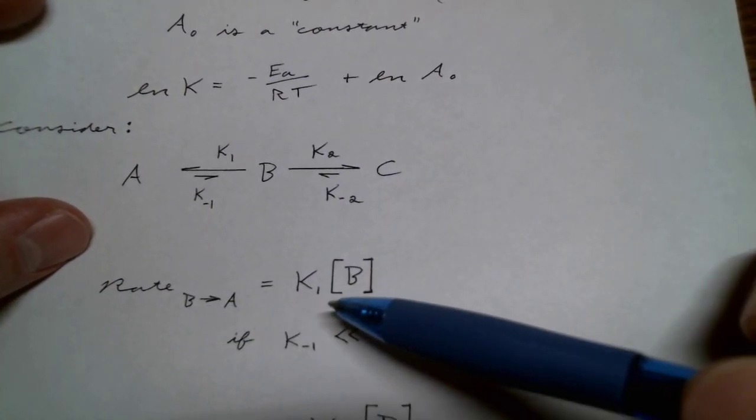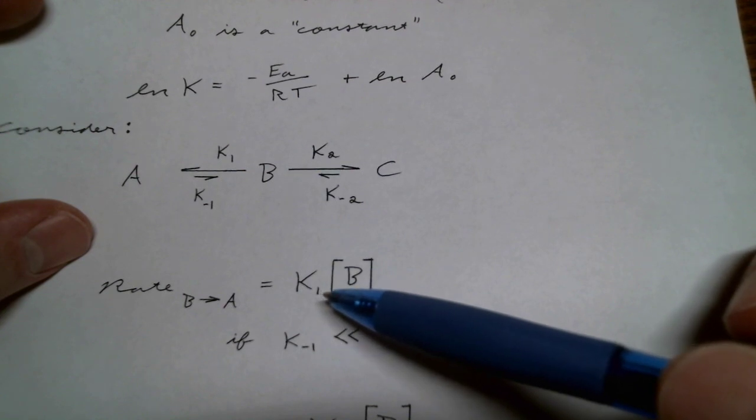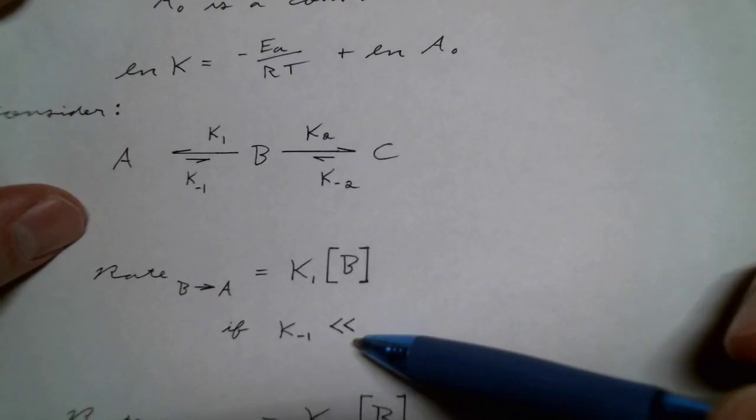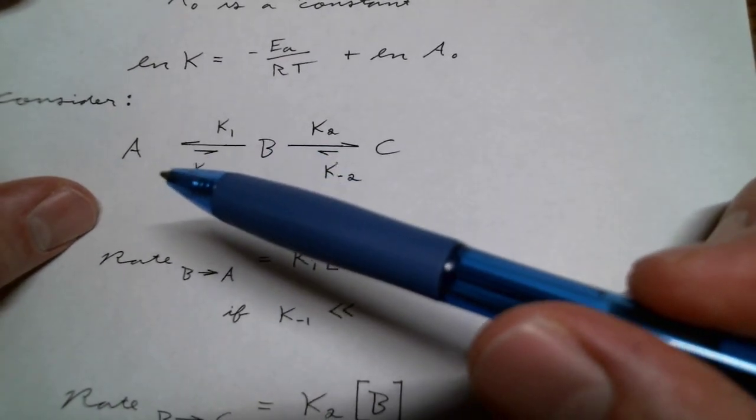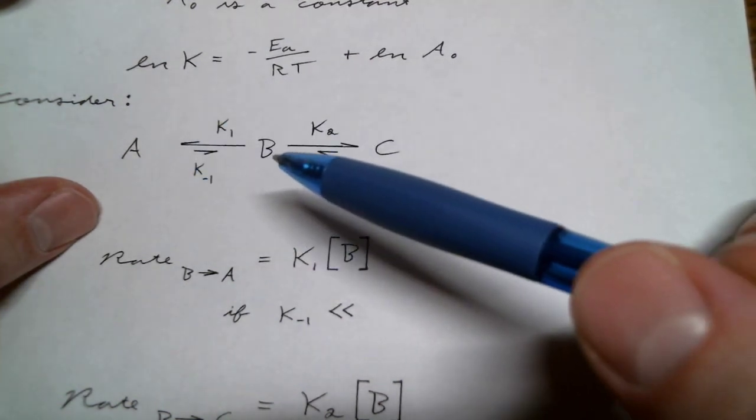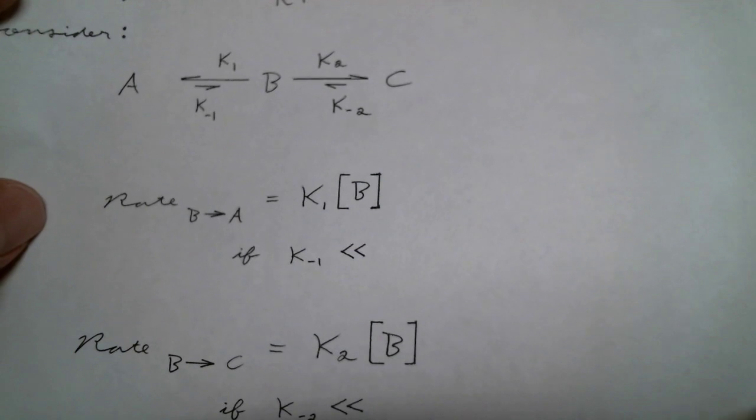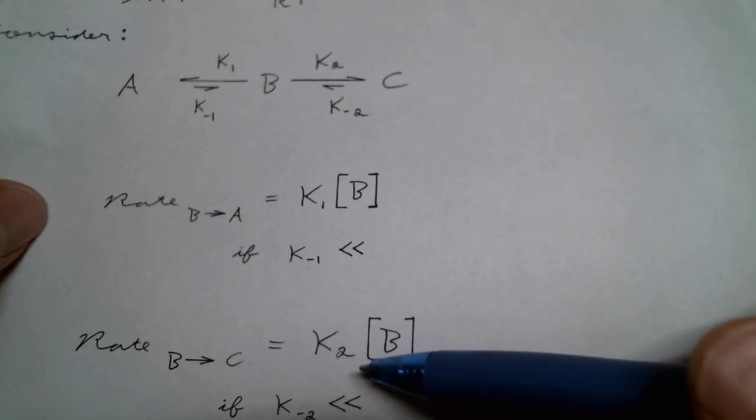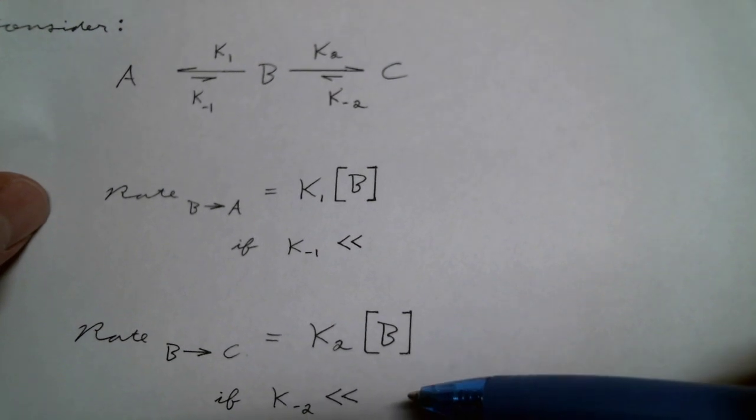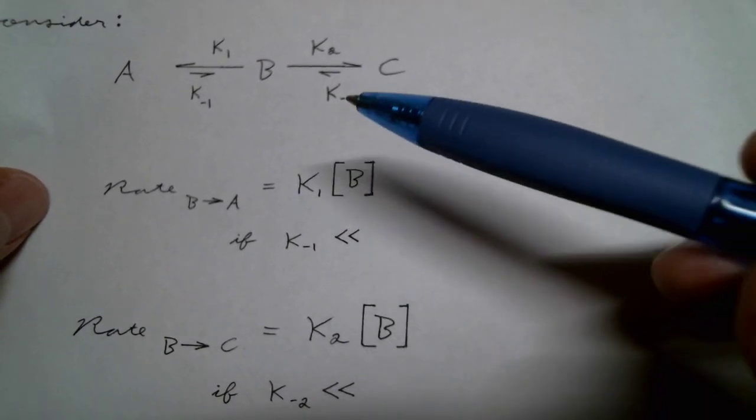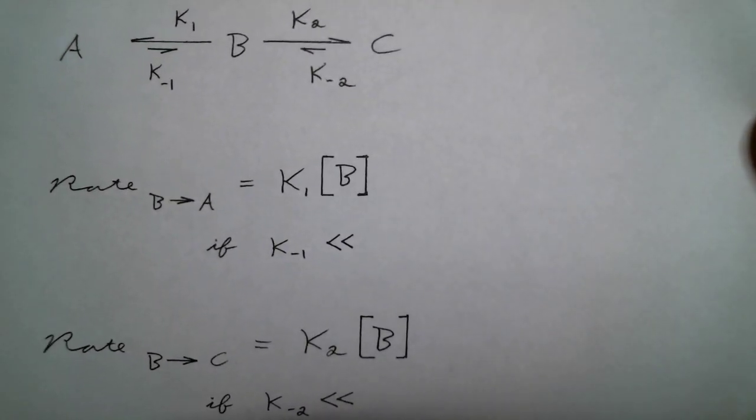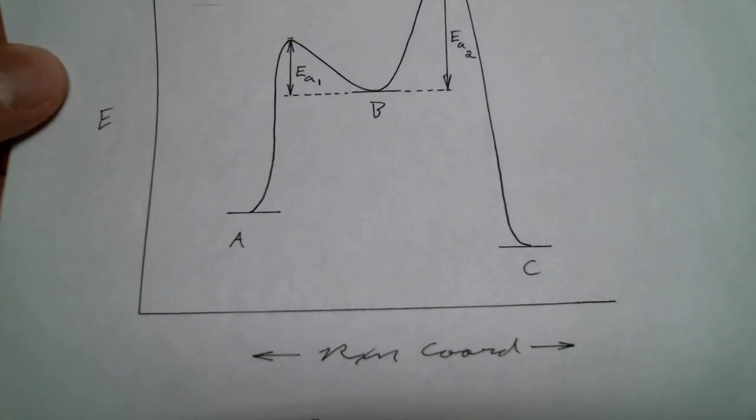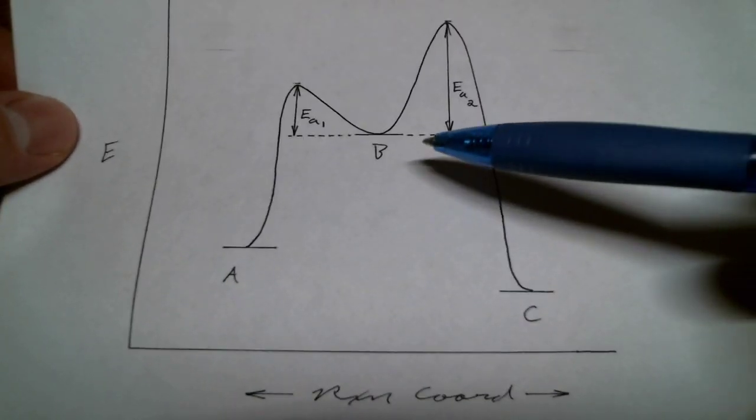Well, the rate of B going to A is going to be equal to the reaction rate constant k1 times the concentration of B, as long as k minus 1 is very, very small. So what we're essentially saying is these are irreversible reactions of B going to either A or C. And similarly, the rate of B going to C is going to equal the reaction rate constant k2 times the concentration of B, as long as k minus 2, that back reaction rate constant, is very, very small. Wonderful. We have that.